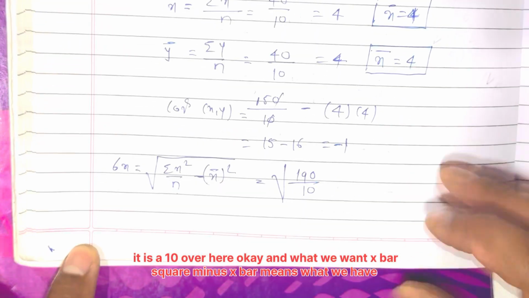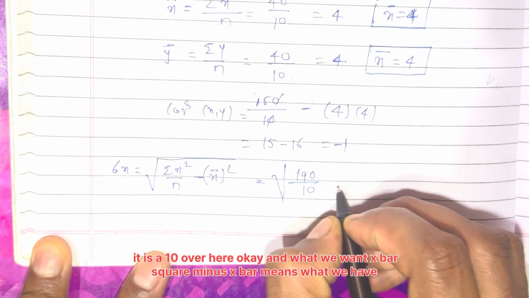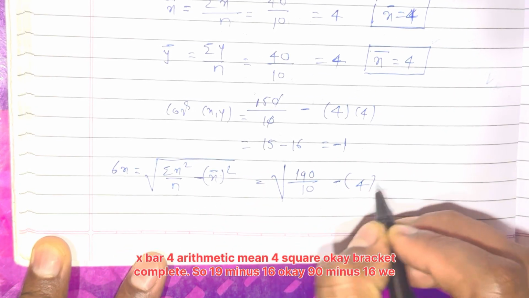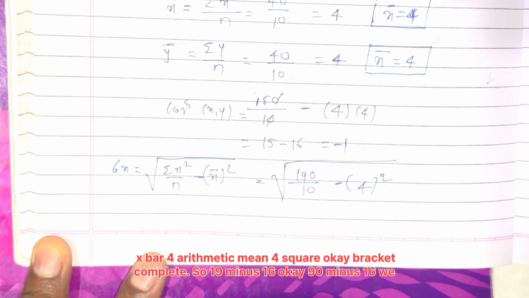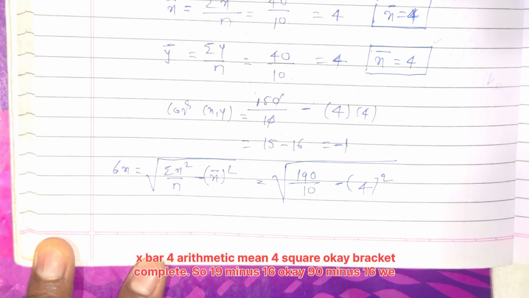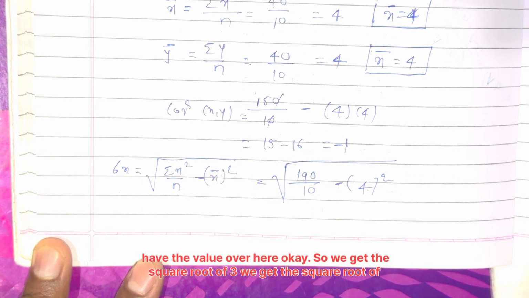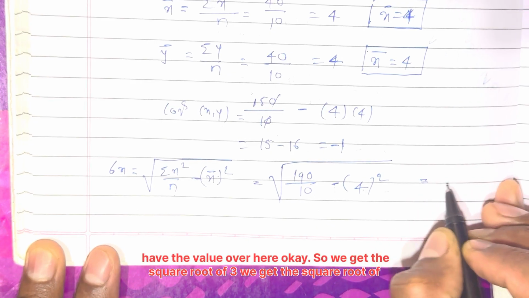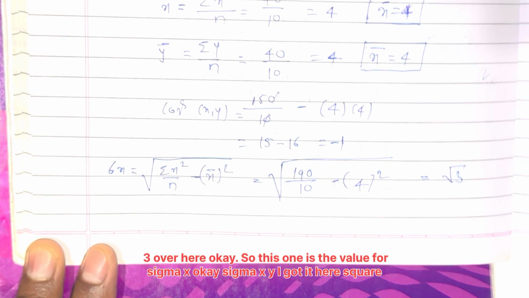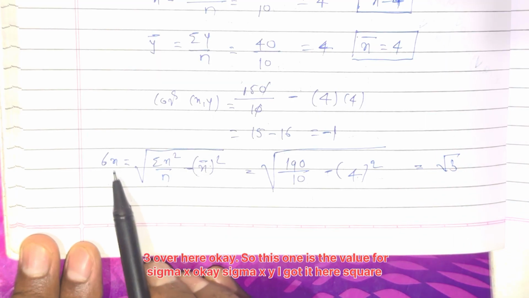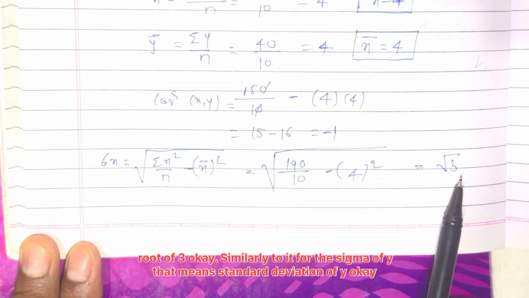And minus x bar square, where x bar, the arithmetic mean, is 4, squared. So 19 minus 16, and we get the square root of 3 over here. So this is the value for sigma x. Sigma x is the square root of 3.